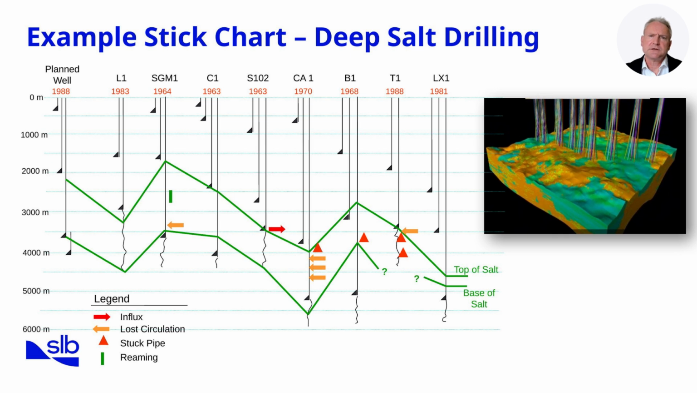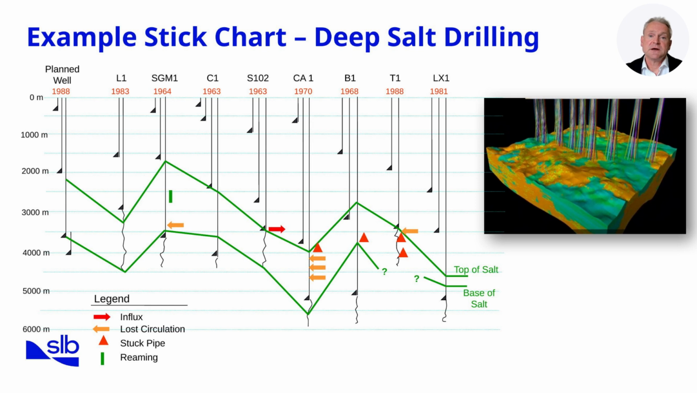This example shows how stick charts can be applied to wells drilled through thick salt intervals. On the left side, we have depth in meters, and across the chart we see wells represented with event markers, such as lost circulation, stuck pipe, influxes, or reaming. The chart highlights both the top and base of the salt, making it clear where operational difficulties cluster.